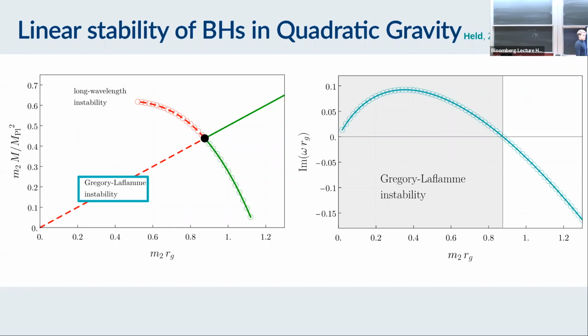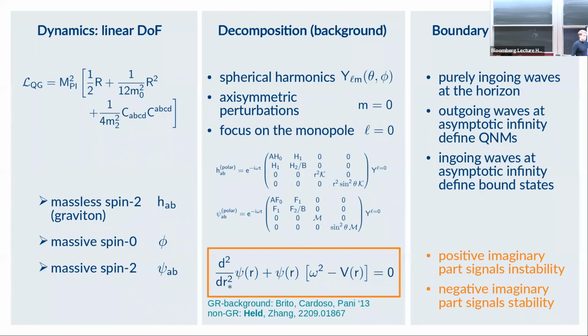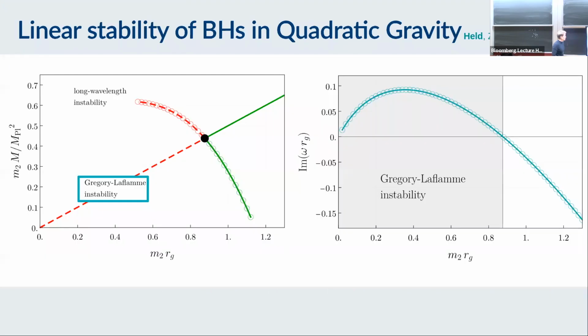Is the second order equation on the field what we call the master equation? Yes. That's the equation for the monopole mode in that theory. You see it has a region in which it has a positive imaginary part, where we expect an instability. And that tells us that this part here is unstable.